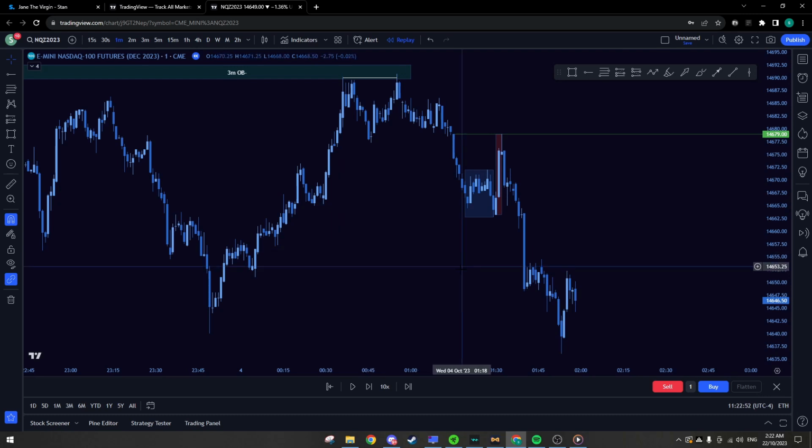So that's how you can use the power of three, even on the 1 minute time frame. All right, you can see this accumulation, manipulation, and distribution model everywhere. All right, super, super useful.